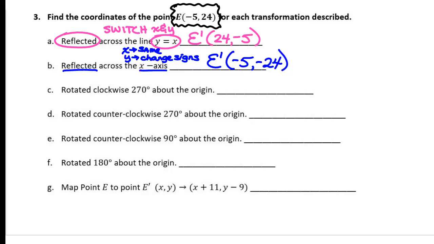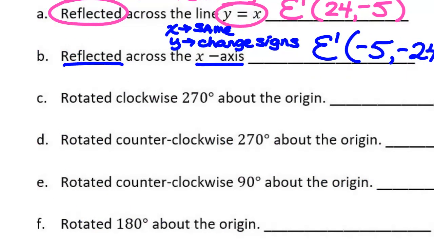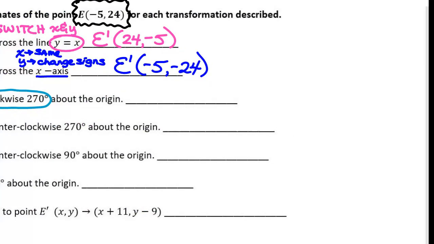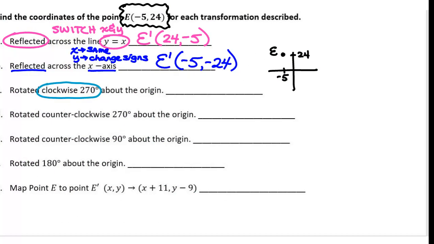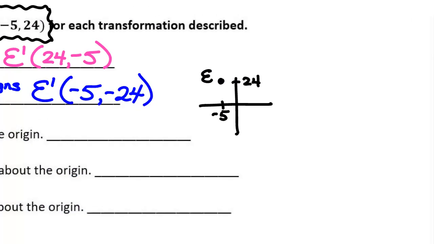Rotating 270 degrees clockwise about the origin. Let's make a real quick sketch. I want to see where I'm starting from first. So point E, -5 would be over here. 24 is going to be up real high over here. So E is going to be in the second quadrant. Rotating 270 degrees clockwise would put me into what quadrant? Third quadrant. It's going to come around here.